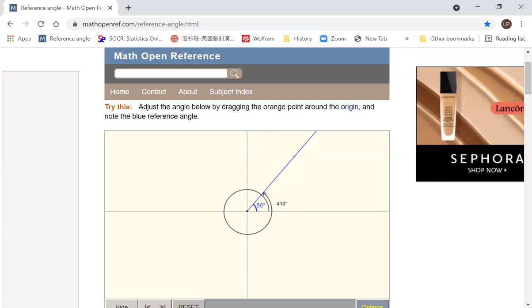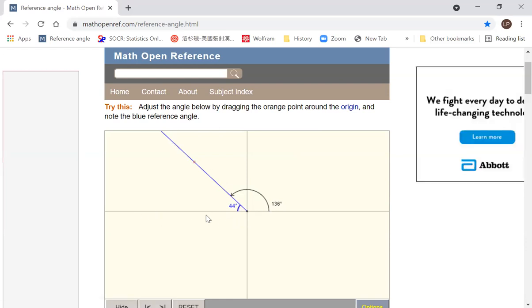Okay, so now let's look at case number 2. If I measure this angle, then you can see obviously the angle is 136 degrees, and the reference angle is 44 degrees. And it's between the terminal and the x-axis, okay? Between the terminal and the x-axis. Do you guys follow me?